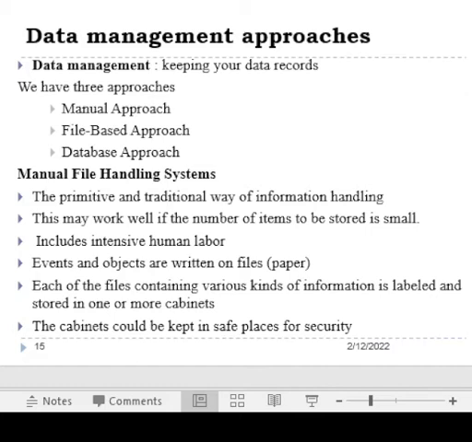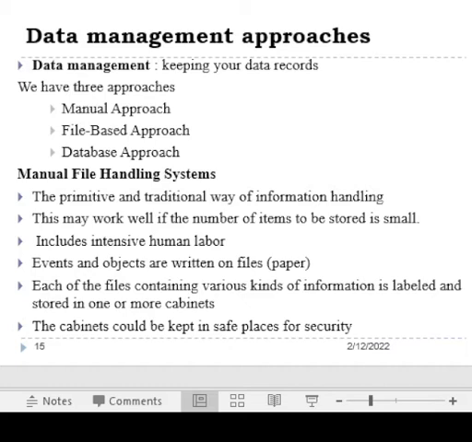By using this manual file handling system, we can use some traditional way of storing data. We can use some primitive or traditional way of information handling. It means that it may work well if the number of items to be stored is small. If the items we store are very few, we cannot use this manual file handling system for large files. That means we cannot use it for a campus or for research purposes. We only use this manual file handling system if the number of files we store, access and retrieve is very few.